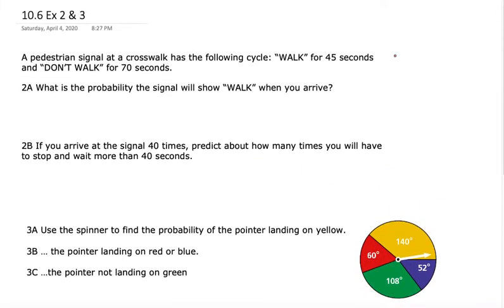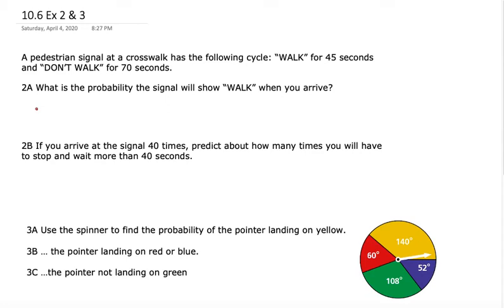Let's look at this walk stuff here. A pedestrian signal at a crosswalk has the following cycle. Walk for 45 seconds and don't walk for 70 seconds. What's the probability the signal will show walk when you arrive?